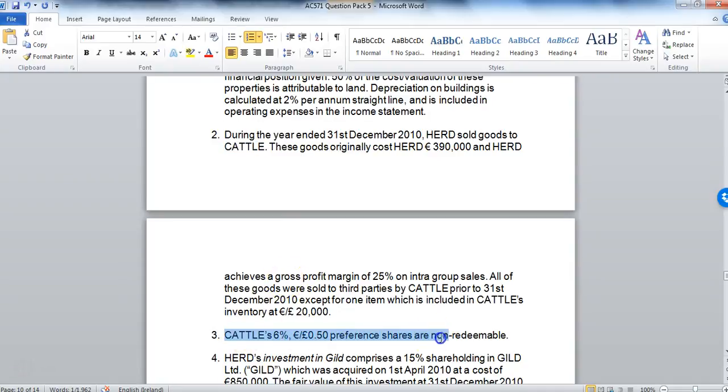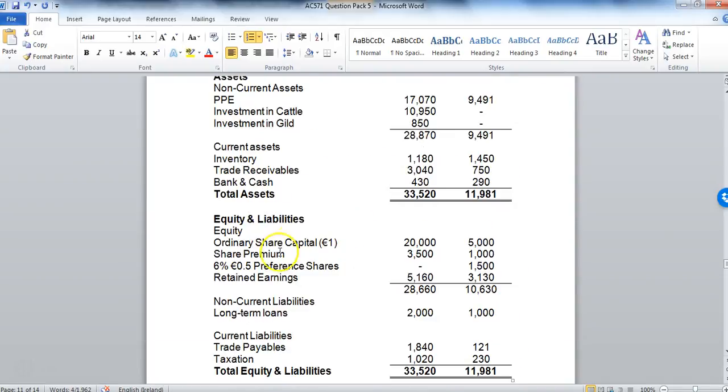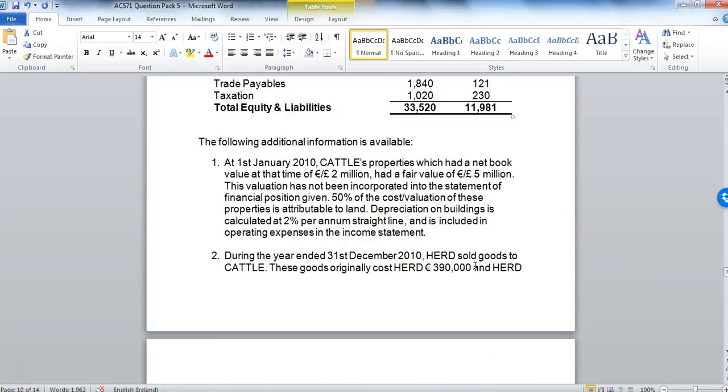We're told that the preference shares are non-redeemable. Again, the main reason you're told that is because they're treated as equity. So that's why they're presented in equity here. If they're non-redeemable, they are equity.